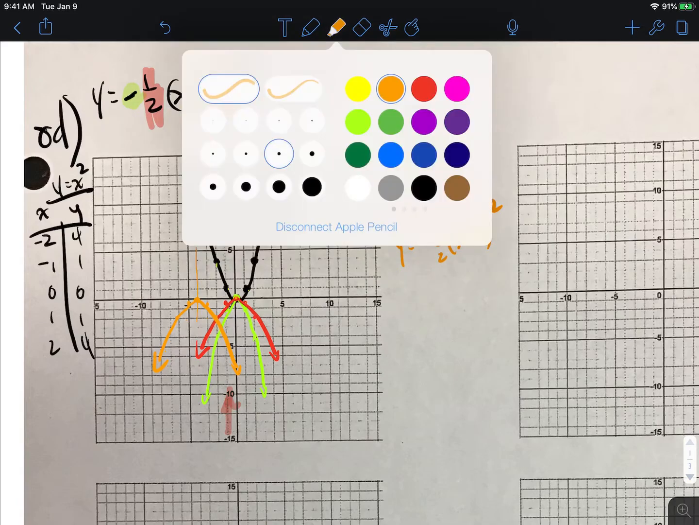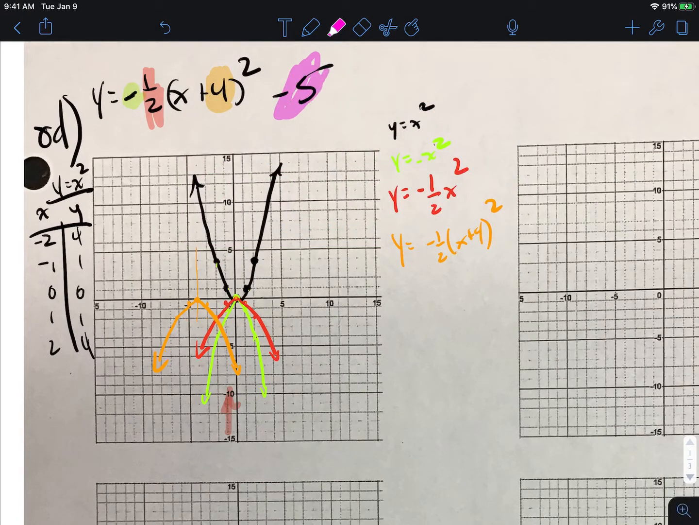So the last one, I'm going to take care of this. It's telling me to move it down 5. So I'm going to take the points and move them down 5, right to there. And there's your final product. That's the graph that's been asked of you to transform.